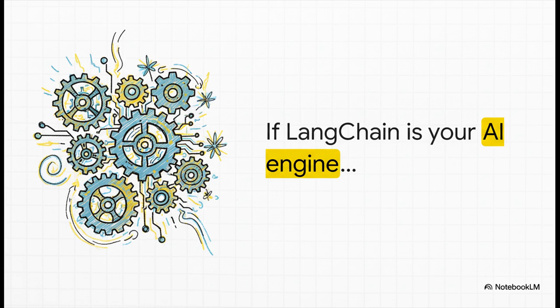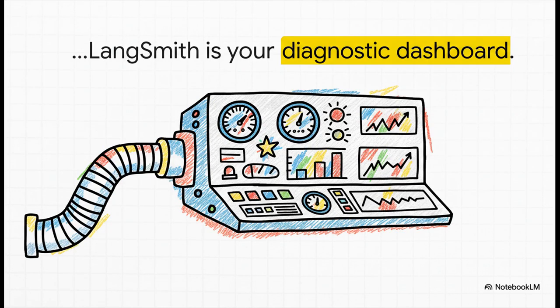Let's put that another way, with one last really easy-to-remember metaphor. Think about all the work you do with LangChain to build out your app's capabilities. You can think of that as your AI engine. And if LangChain is the engine, then LangSmith is your diagnostic dashboard. It's giving you all the readouts, all the warning lights, and all the performance metrics you need to make sure that engine is running smoothly, efficiently, and reliably before you hit the open road of production.